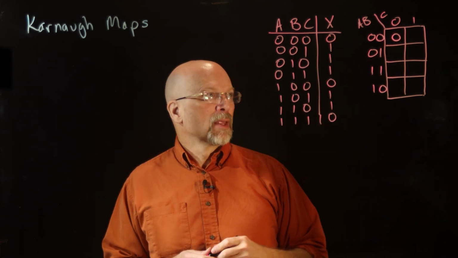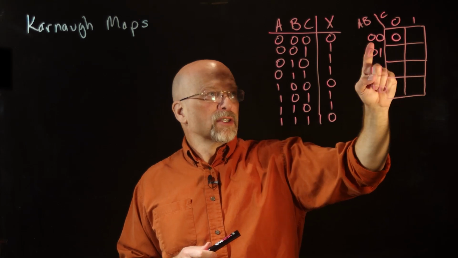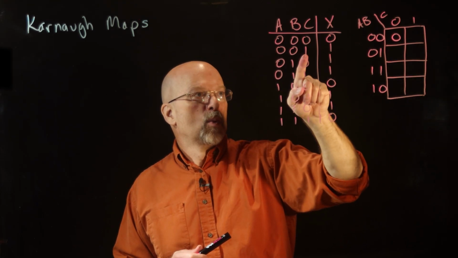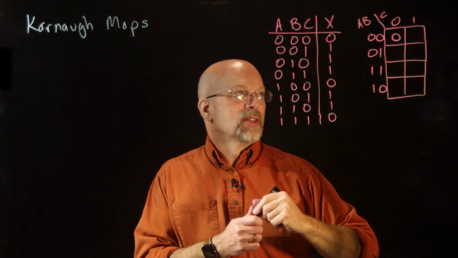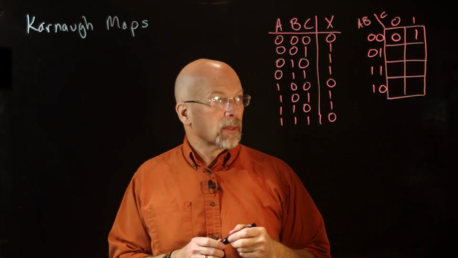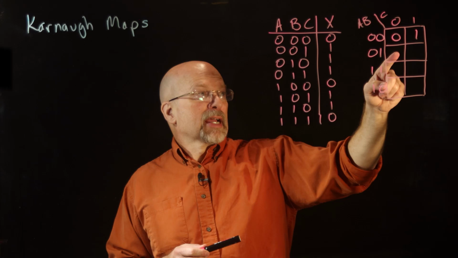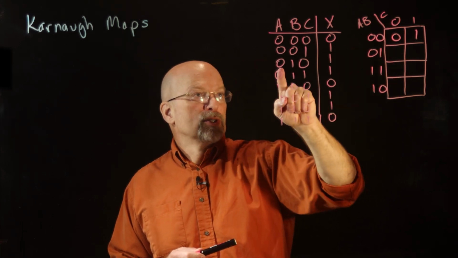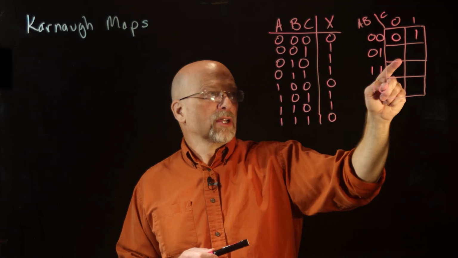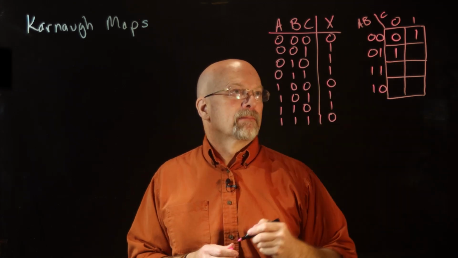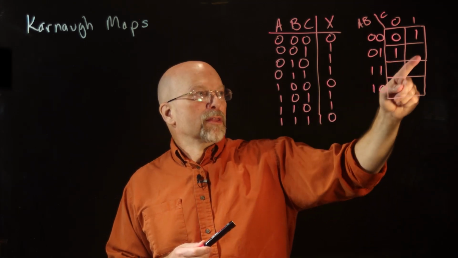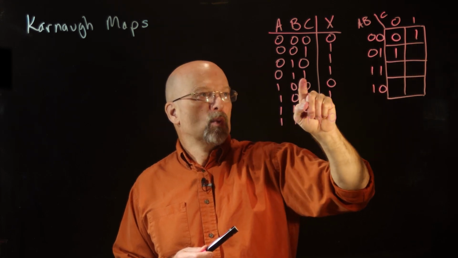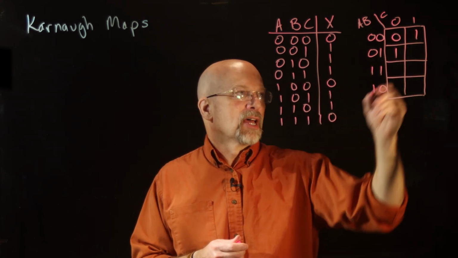All right. This next cell is for A is 0, B is 0, C is 1, 001. That 1 goes in that cell. Next cell, this cell right here is A is 0, B is 1, C is 0, 010. That 1 goes into that cell. This cell right here is 011. That 1 goes into that cell.